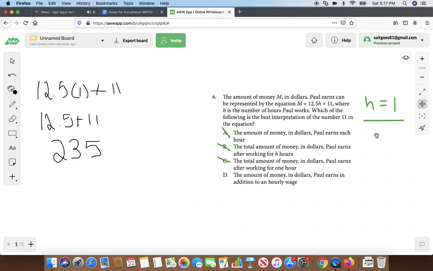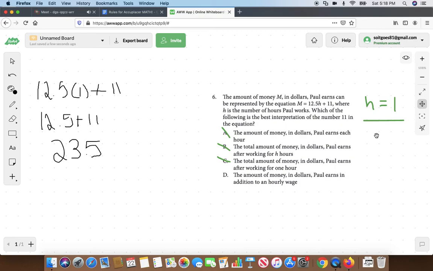The amount of money in dollars Paul earns in addition to an hourly wage. Yeah, that sounds reasonable, right? Because if we plug in like a 2 for H, his wage is going to go up by $12.50 more than $23.50. Okay. Right? If we plug in a 3, it's going to go up by another $12.50 from 2 for H.